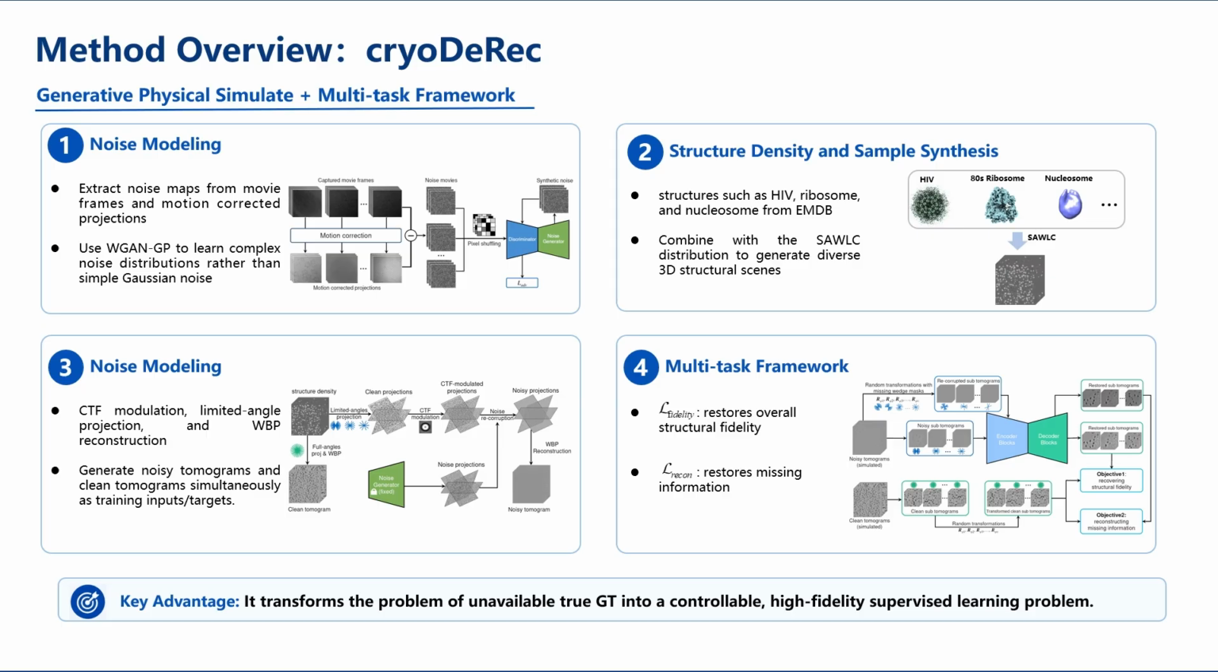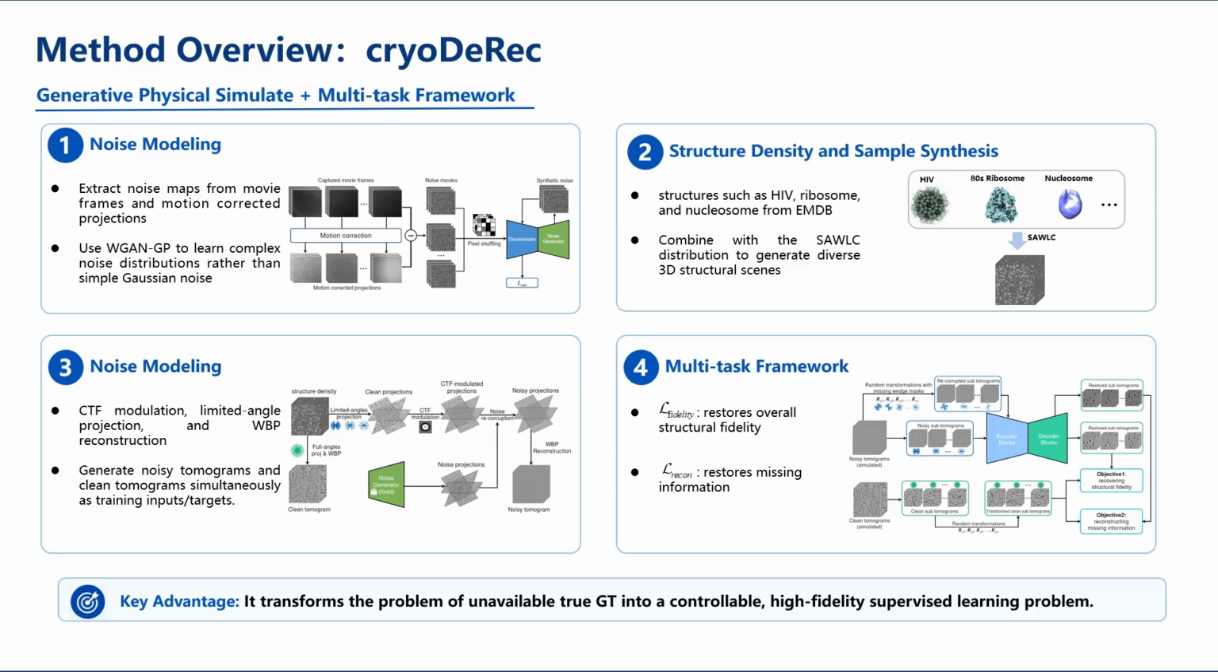This slide shows the overall framework of cryoDeRec. The key idea is to use generative physical simulation to build high-fidelity simulated training data, and then train a multitask restoration network. The method contains four main modules. The first module is noise modeling. The authors extract noise maps from movie frames and motion-corrected projections, and then use WGNGP to learn complex noise distributions. This is important because the noise in real cryo-ET is much more complex than simple Gaussian noise.